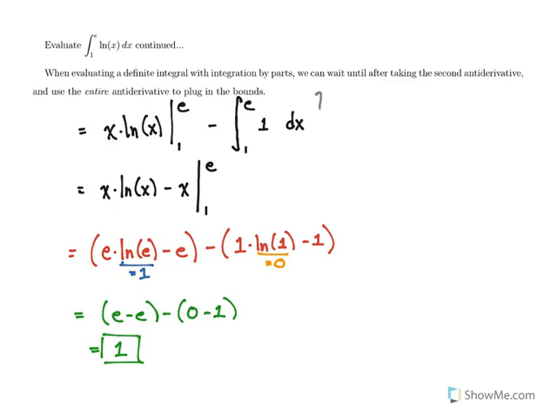Last note here is if you don't want to wait till the second antiderivative, then you would have to write this as e natural log of e minus 1 natural log of 1, and then minus the integral from 1 to e of 1 dx. You have to do those kind of things separately. I think that just takes more work. We're going to look at some more practice problems with integration by parts in the next video.